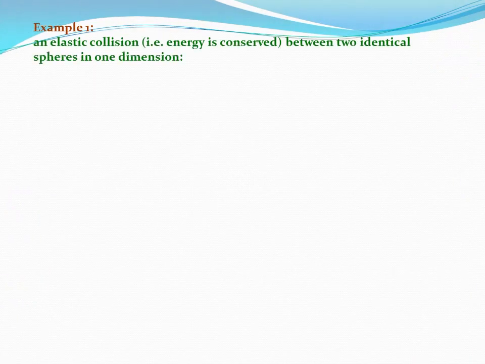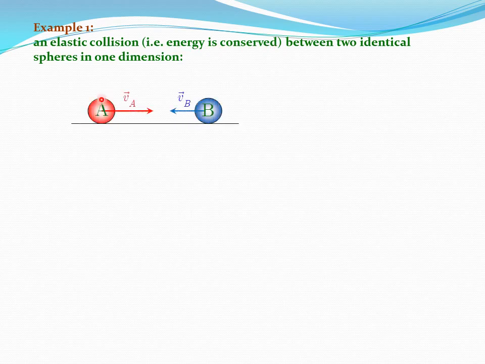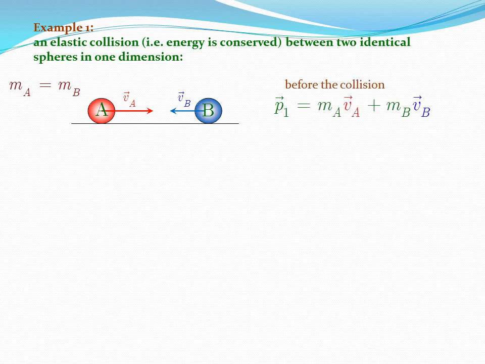A simple example where we can apply the law of conservation of momentum is an elastic collision, namely a collision where energy is conserved between two identical spheres in one dimension. Sphere A is traveling at a speed va in direction of sphere B, which is traveling at speed vb in direction of sphere A. Since the two spheres are identical, ma equals mb, and if we write the momentum of this system before the collision, we have the vector relation p1 equals ma times va plus mb times vb.